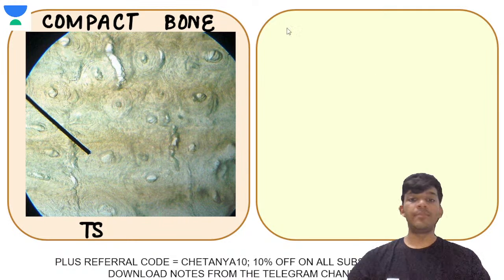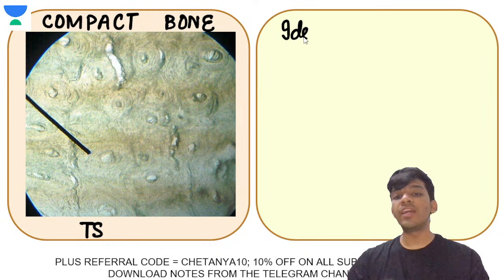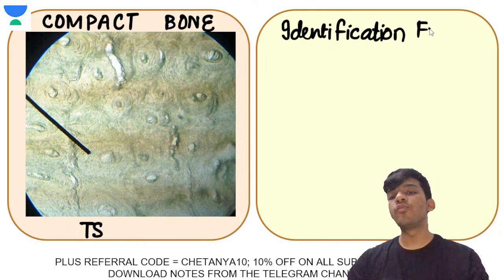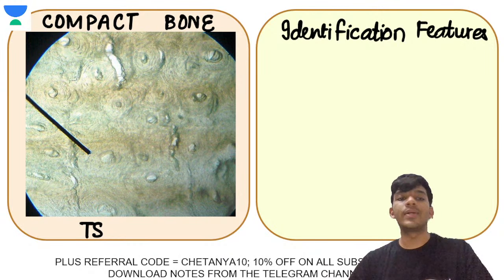Right. So let me tell you, this is a transverse section of a compact bone. Now, what are the identification features to look out for? What are the identification features you need to look out for in this transverse section? Okay. So I'll give you a brief idea, and then in detail we will do it when we are studying. So you can see lamellation. You can see lamellation.